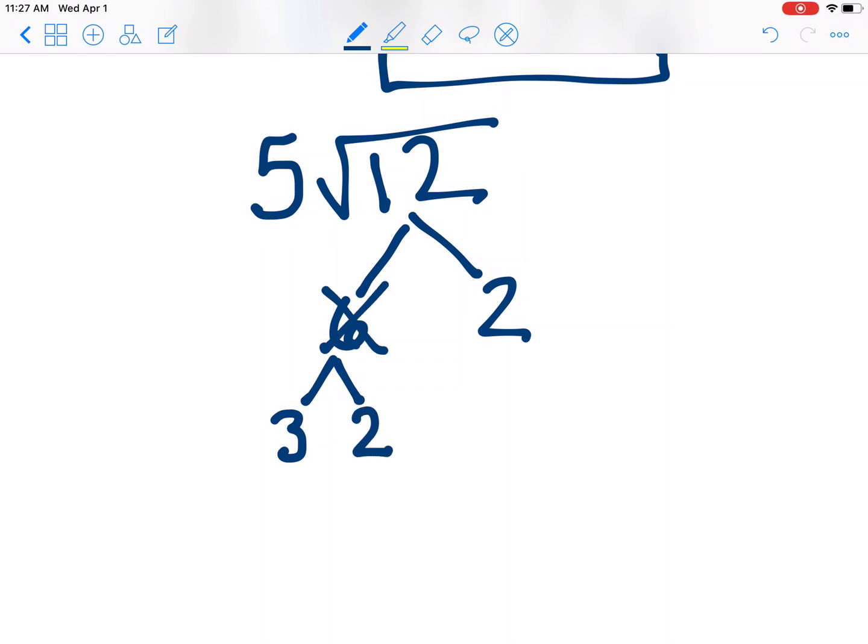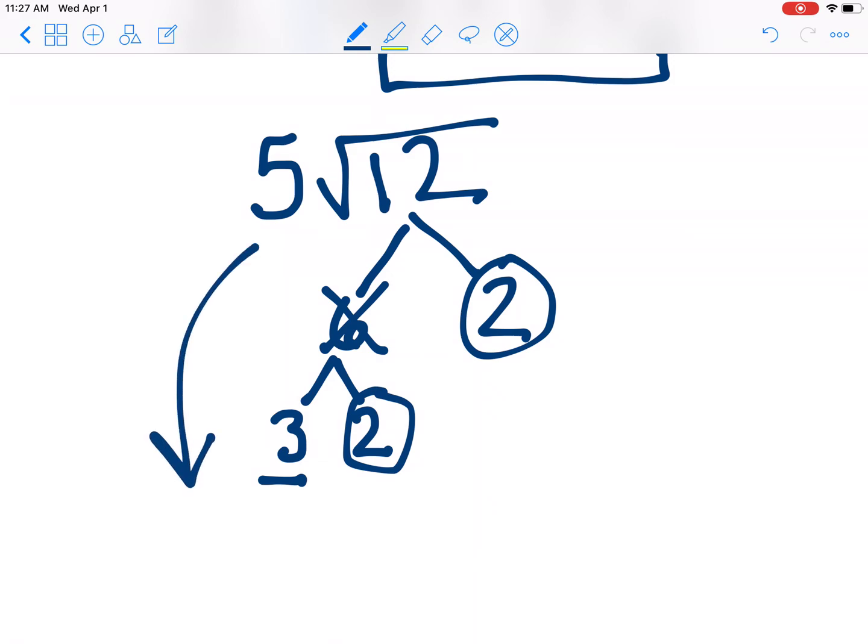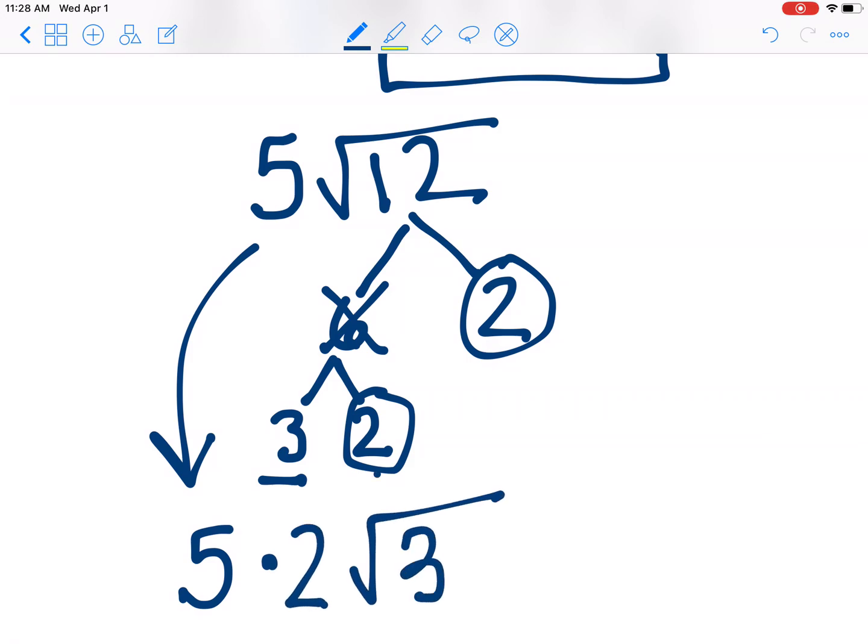Now that's as far as we can go. All of these numbers are prime. But we did make a pair of 2's. And this 3 will be left alone. So again, don't forget the 5 there. That goes on the outside, and you have to multiply it by your pair. So our pair is 2, and root 3 stays on the inside. 5 times 2 gives us 10 root 3.